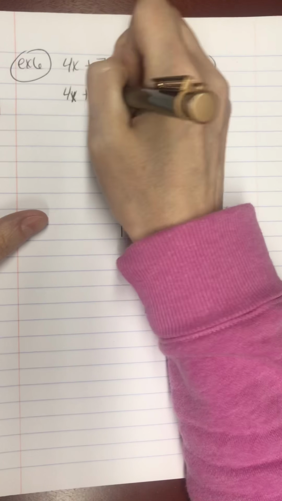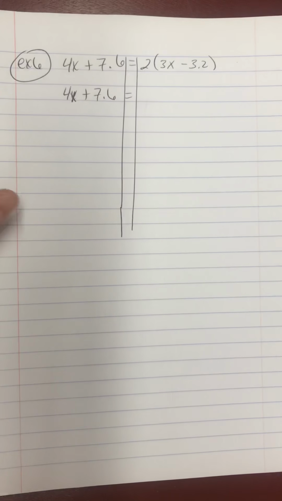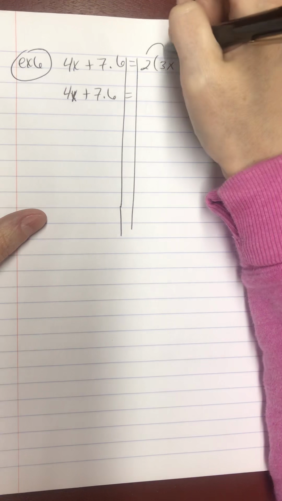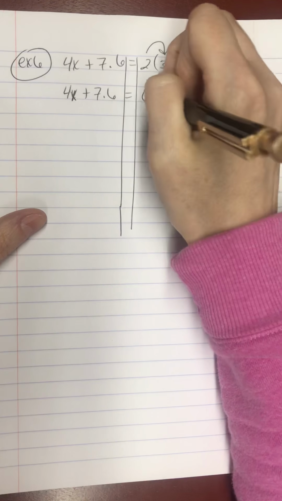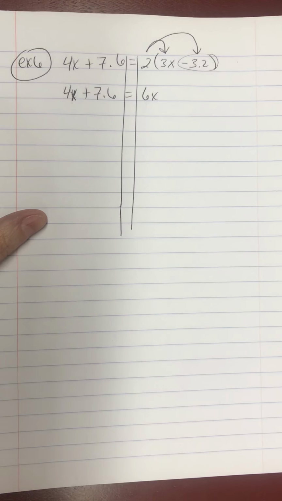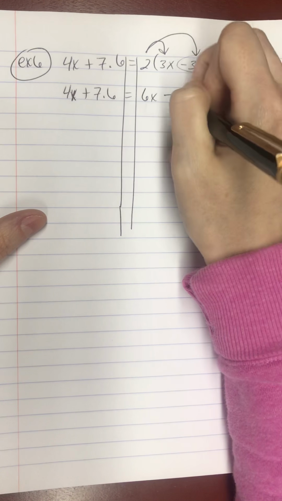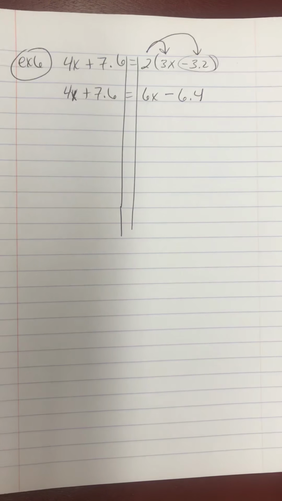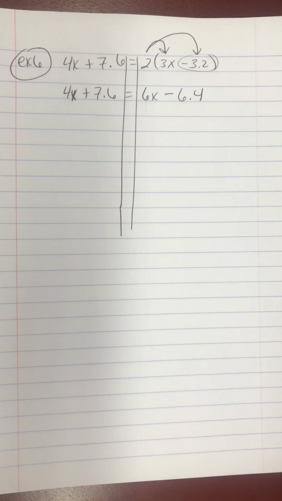I'm gonna just bring down the left side. 4x plus 7.6 equals, here I'm gonna use my distributive property to do 2 times 3x, 6x, and then 2 times negative 3.2, so minus 6.4. So that turns into that once you do your distributive property. Okay, so we did the distributive property. There's no combining like terms.